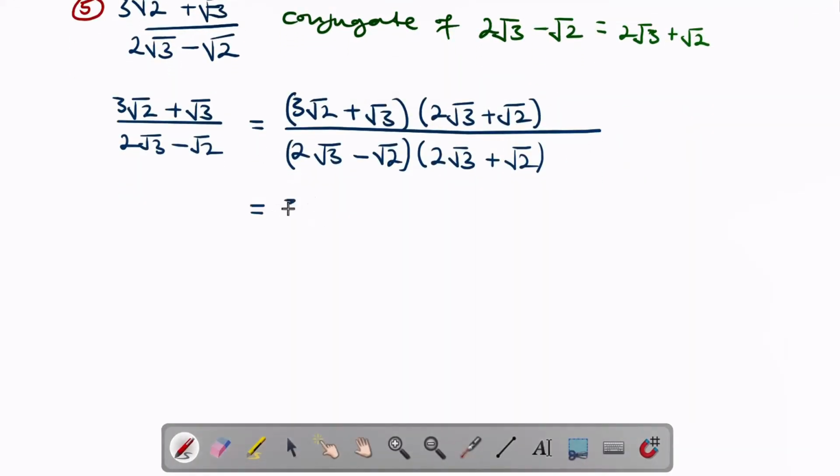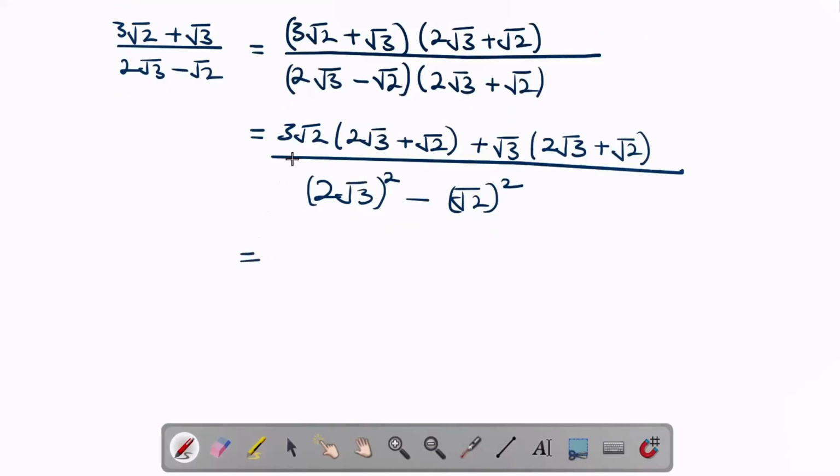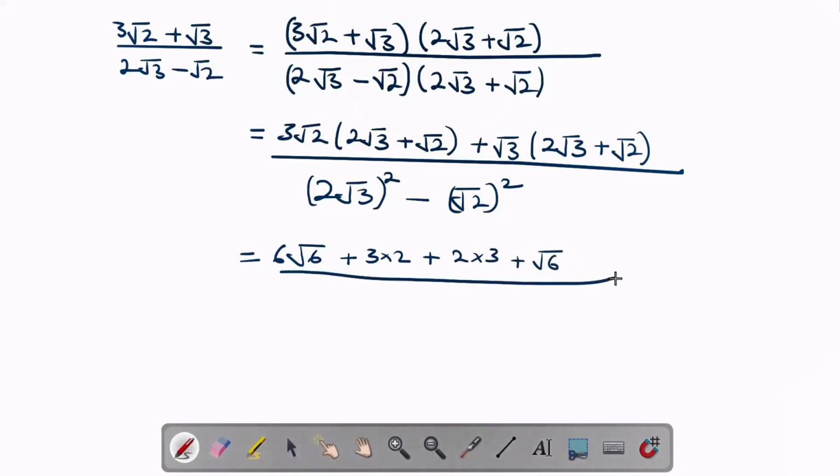So we are going to have 3 root 2 multiplied by 2 root 3 plus root 2, then plus root 3 multiplied by the whole of this, which is 2 root 3 plus root 2, divided by, as we said, the denominator here is now a difference of two squares, so we have 2 root 3, the whole of it squared, minus root 2 squared. So as we simplify, we are having 6 root 6 plus 3 multiplied by 2, plus 2 multiplied by 3, plus root 6, divided by 4 multiplied by 3 minus 2.